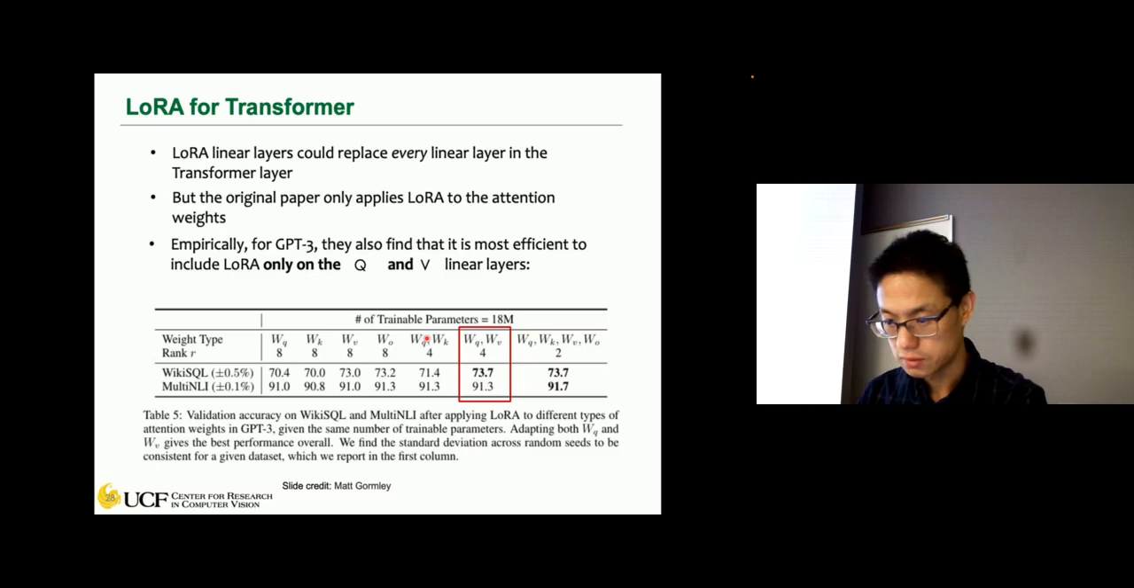So here I show some of the results. In their paper, they do this using a large language model. Here they are using GPT-3 as the model. The ablation study they've done is what kind of matrix these LoRA can be applied to, and how this will affect the performance. So here, these are different weight matrices.